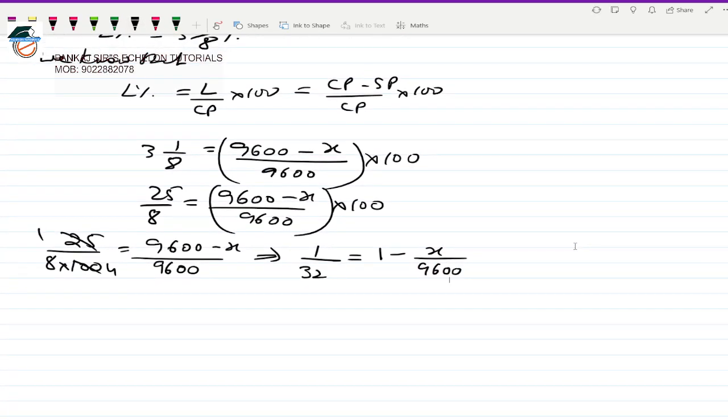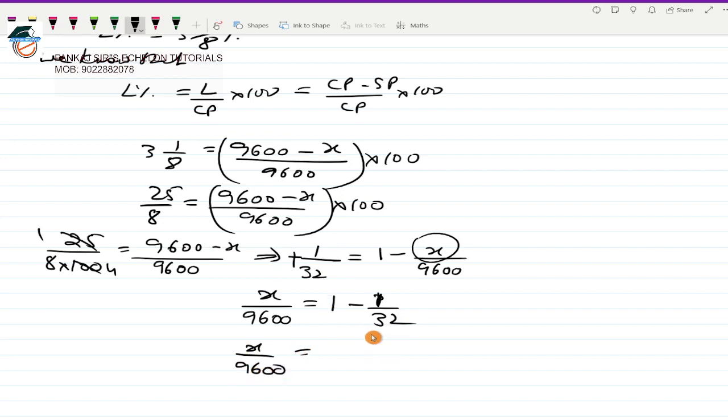Now, we want to find out this x, right? We are interested in this. So this entire thing I'm going to bring on left hand side. So it will become x upon 9600 equal to this one I'll keep here only. And this 1/32 I'm bringing over here to make it minus 1/32. This is plus, so after coming here, it will become minus. So x upon 9600 will be equal to 32 into 1 is 32 minus 1 upon 32. This is equal to 31 upon 32. So x will be equal to 31 upon 32 times 9600.